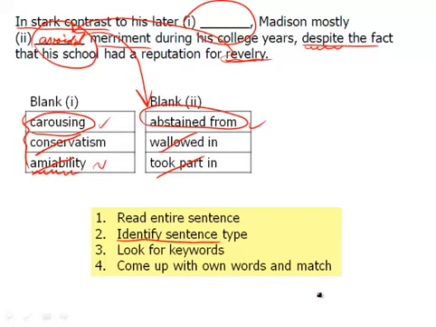So again, two blanks are a little bit more complicated. Make sure you read the entire sentence. Identify the sentence type the way you learned with one blank text completion, and of course follow the same basic strategies. And that should always help you get to the answer.